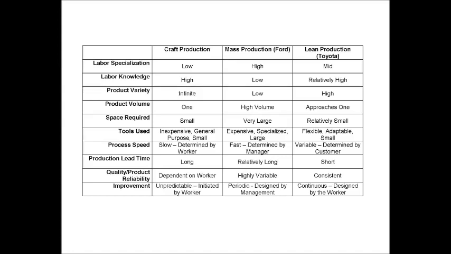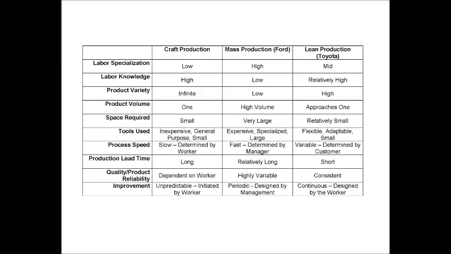And the idea there was to make a very small number of products, but make them in high volume. So product volume, very high volume, millions of products would be produced, but they were all identical. The space required, we saw, was very large. And Henry Ford used very expensive, specialized, customized, large equipment that was designed to do one particular job, but do it in very, very high volumes.